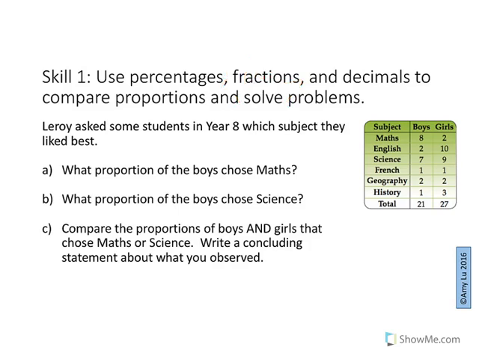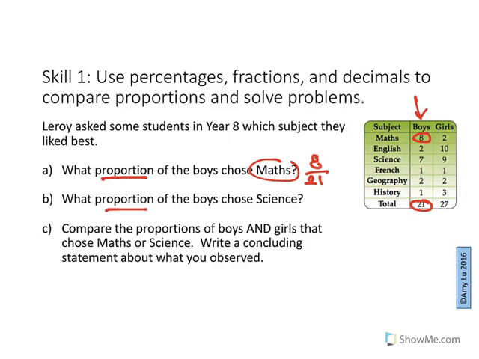Okay, so if you notice, again, we use the word proportion, which basically means fraction, percentage, or decimal. What proportion of the boys only chose maths? 8 out of the total 21. You cannot simplify that fraction, so you can leave it the way it is. You can convert it to percentage, of course, if you would like. For the sake of this tutorial, we'll keep it the way it is as a fraction.